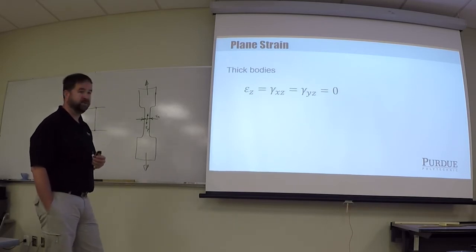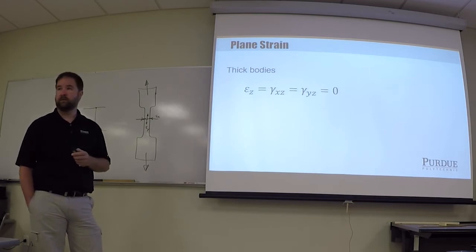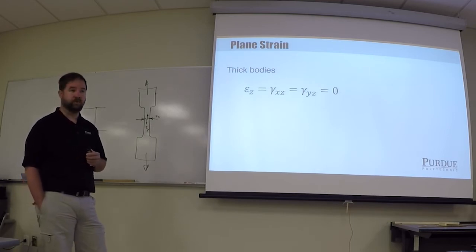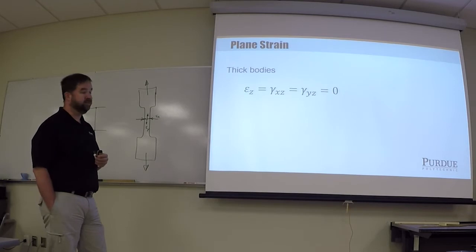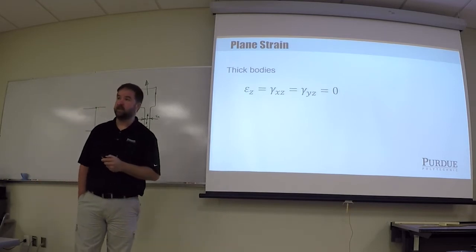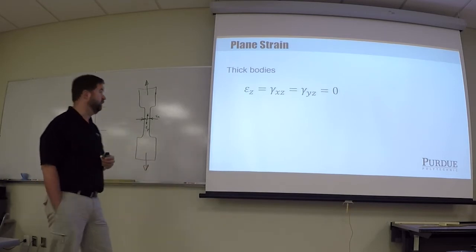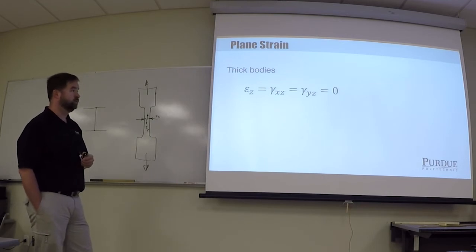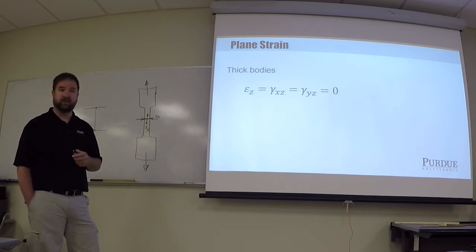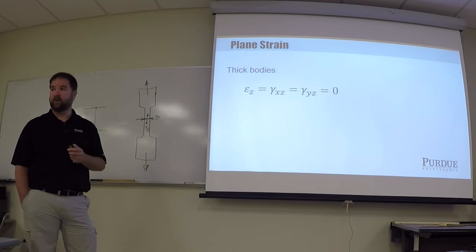And this applies when I have thick structural members. So if I have a thickness that's greater than 10% of the length, then I can simplify things using plane strain. I assume that strains in the z directions are zeros, and it's just a different approach.